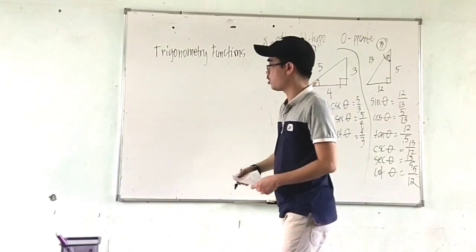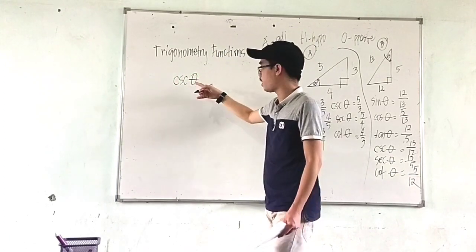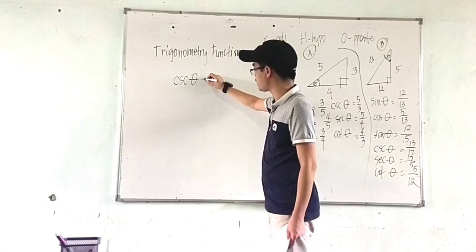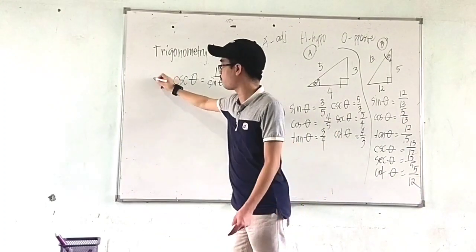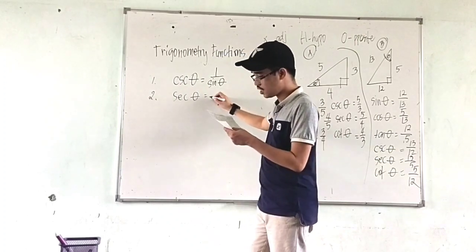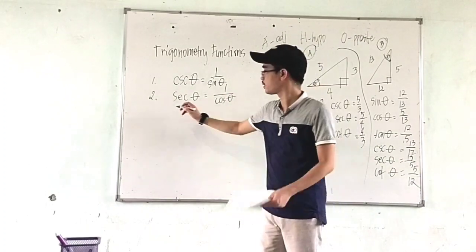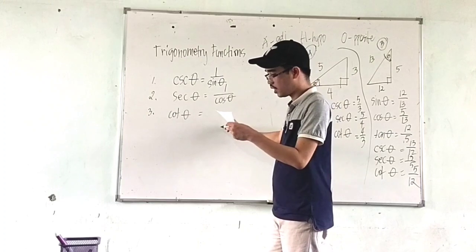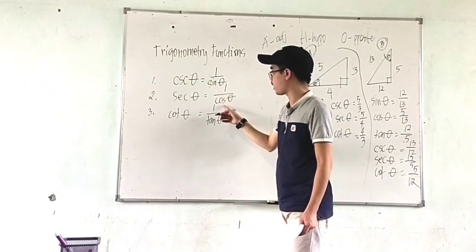Okay? So, when we are getting cosecant theta or the letters, for the meantime, theta po, pag wala pong binibigay na letter, pag may binibigay po na letter, madali na. Yan. So, number 1, cosecant theta equals 1 over sine theta. Number 2, another trivia, secant theta is equals to 1 over cosine theta. Number 3, cotangent theta is equals to 1 over tangent. Kaya kanina, pinireverse natin. Pansin niyo dito kung magkabaliktad.